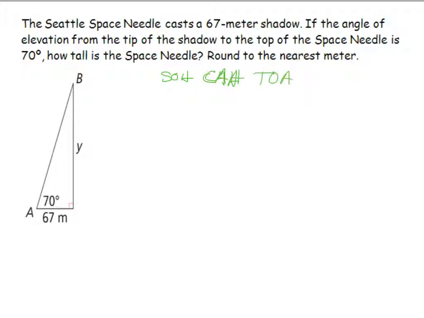SOH CAH TOA. Currently we have the angle of 70 degrees, and I know that I want to find the opposite to that angle. I currently have the adjacent leg, so I'm looking at using O and A, which means tangent. So tan of my angle, 70 degrees, would equal my opposite, which is y, over 67.